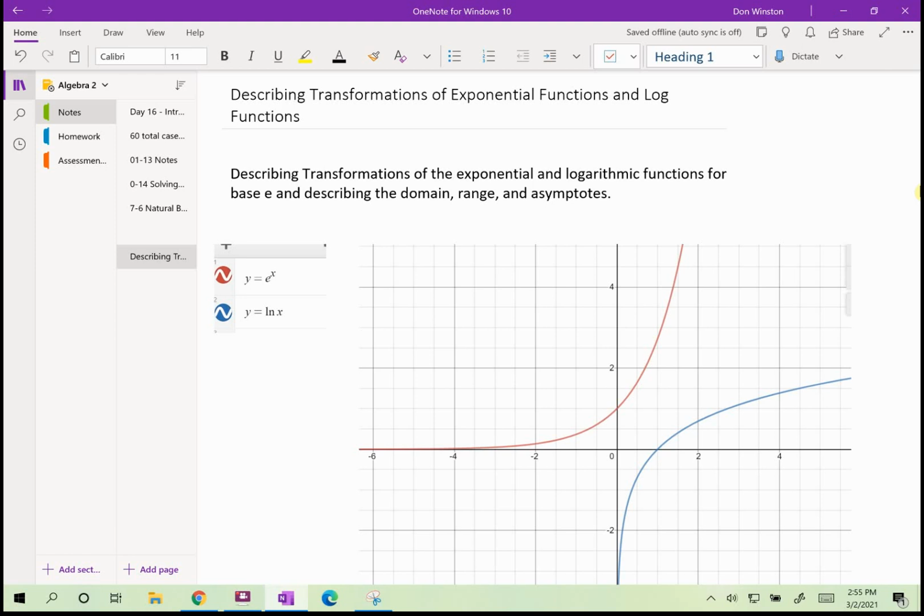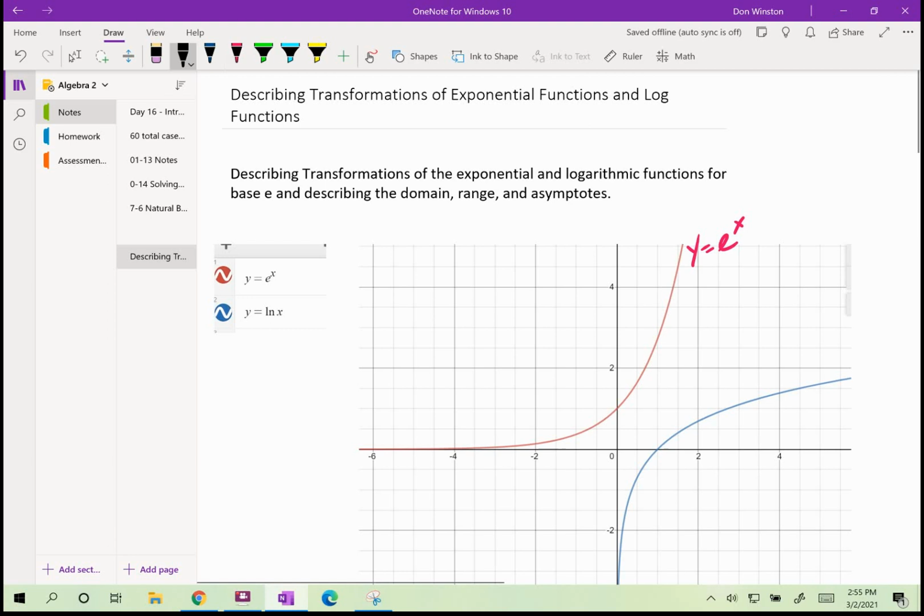The exponential function, base e, y is equal to e raised to the x, which you see is graphed out there in red. Okay, so this is the function y equals e raised to the x. The domain for that function, we can use any x value. So the domain will be all real numbers.